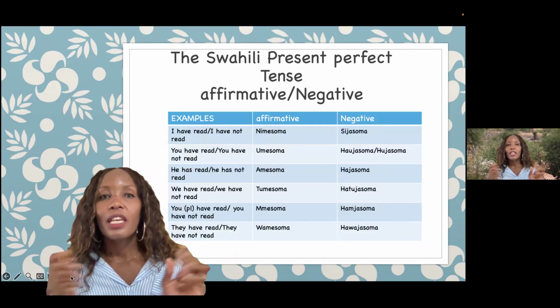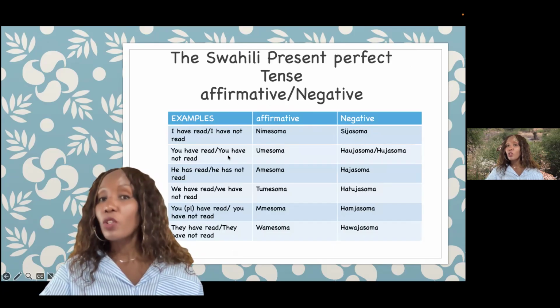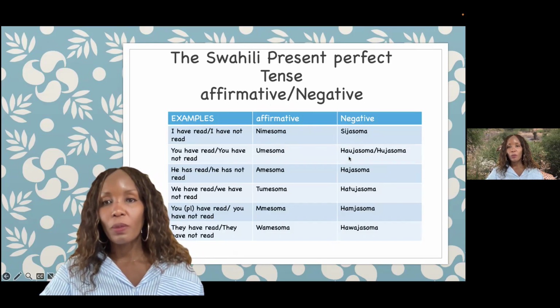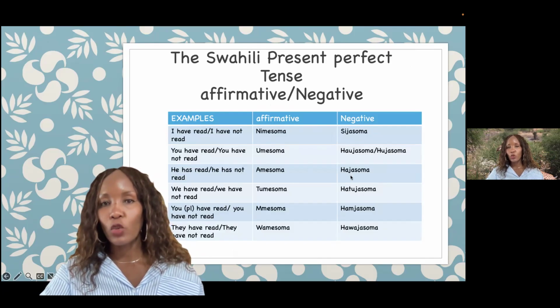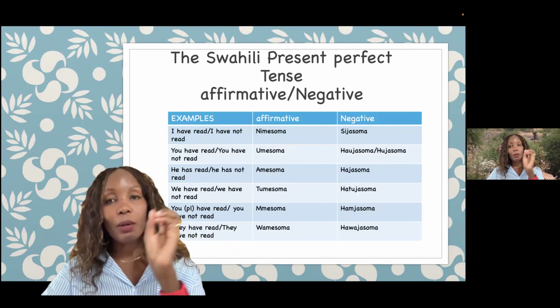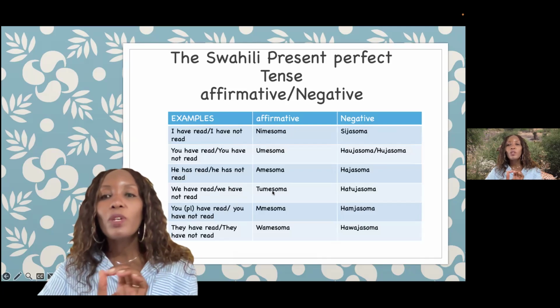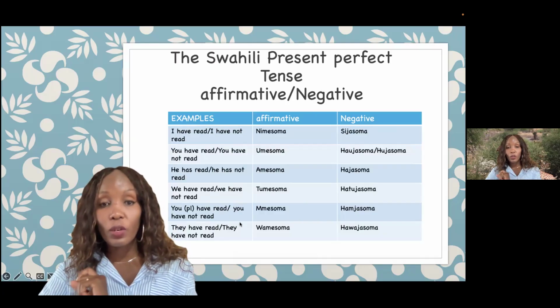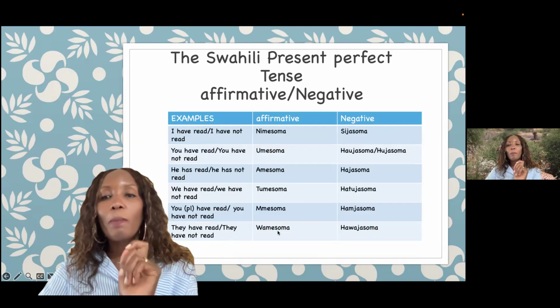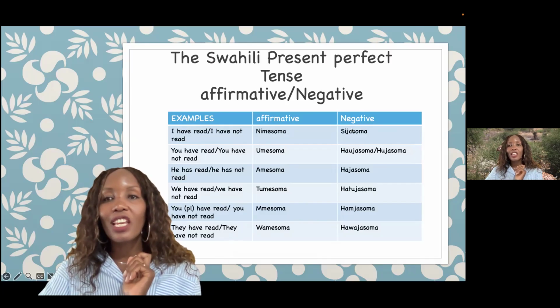So here are a few examples. I have read, I have not read will be nimesoma, sijasoma. You have read, you have not read: umesoma, haujasoma, or hujasoma. He has read, he has not read is amesoma, hajasoma. So this is when we're working with the singular prefixes. When we're working with the plural prefixes, we have read, we have not read: tumesoma, hatujasoma. Mmesoma, hamjasoma, for y'all have read and y'all have not read, and they have read and they have not read would be wamesoma, hawajasoma.